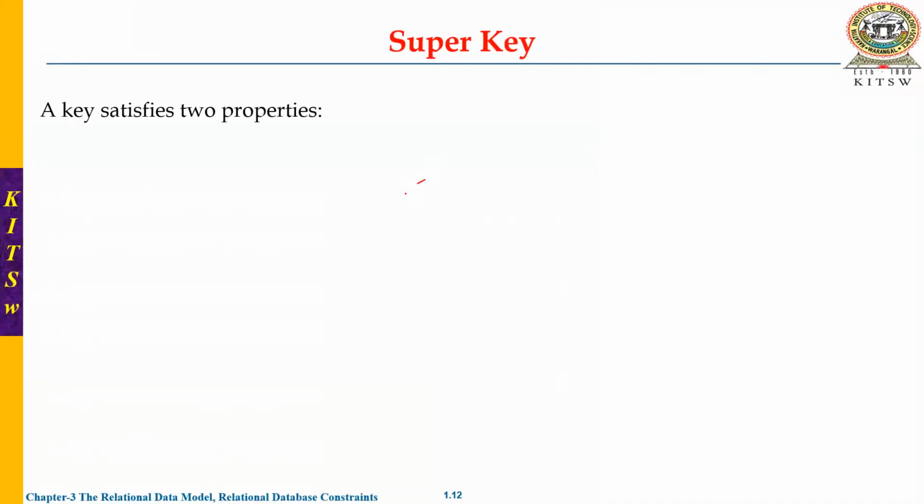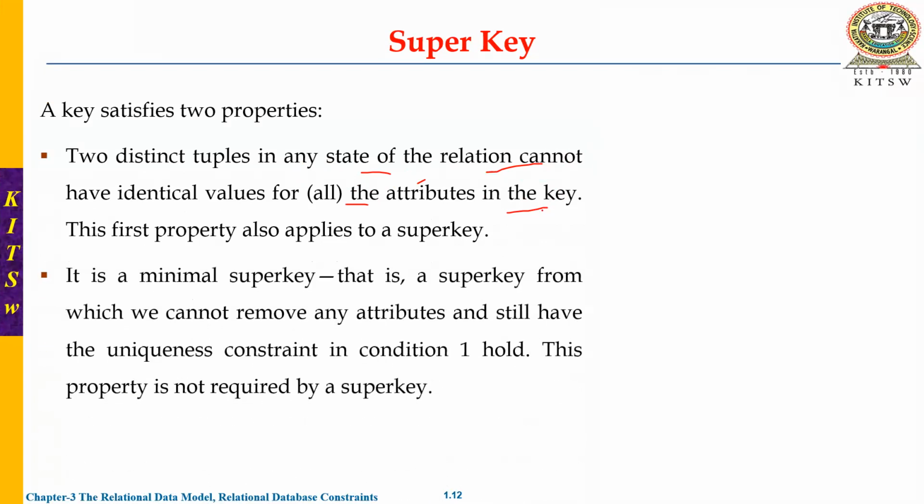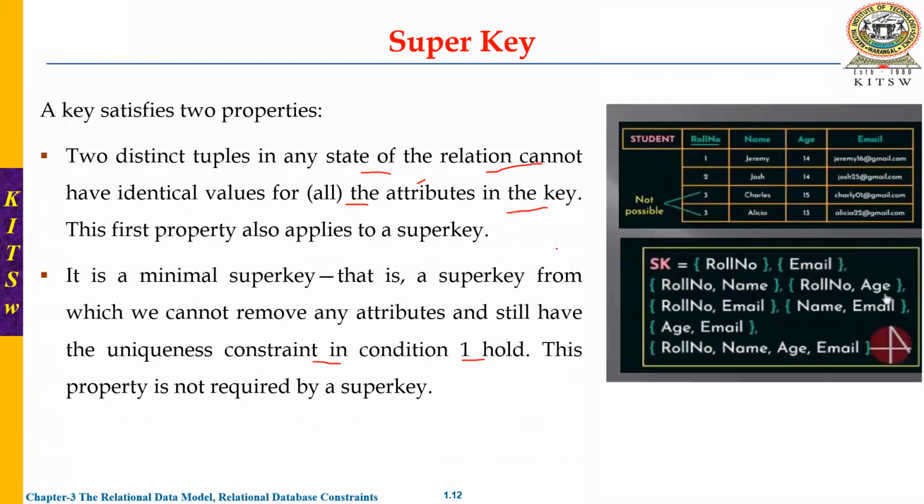So a key satisfies two properties. Two distinct tuples in any state of the relation cannot have identical values for all the attributes in the key. The first property also applies to a super key. It is a minimal super key, that is, a super key from which we cannot remove any attributes and still have the uniqueness constraint hold. This property is not required by a super key.